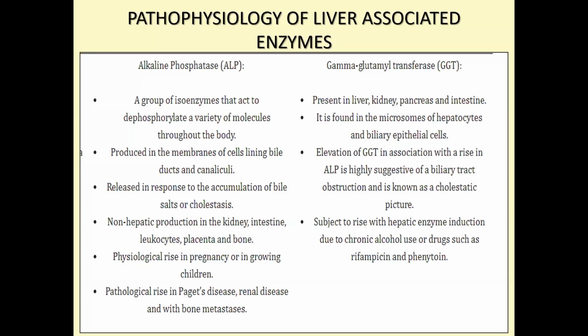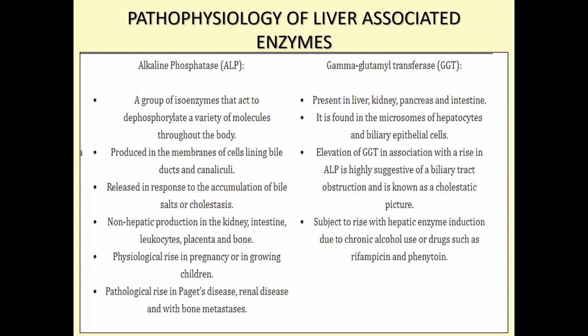Gamma glutamyl transferase is present in the liver, kidney, pancreas, and intestine. So there is no bone. ALP and GGT go in parallel, and if ALP is raised from bone, GGT can say, no, it's from the liver. So in that way, GGT scores more over ALP because of its location. When the bone is involved, GGT is more considered compared to ALP.